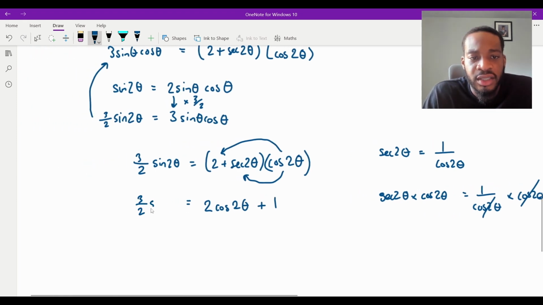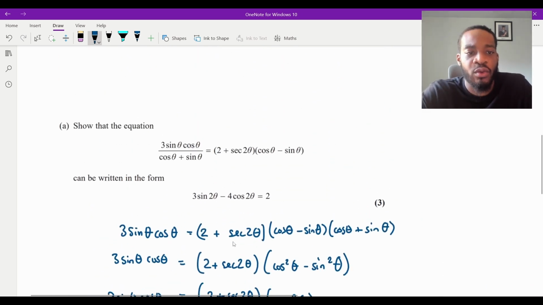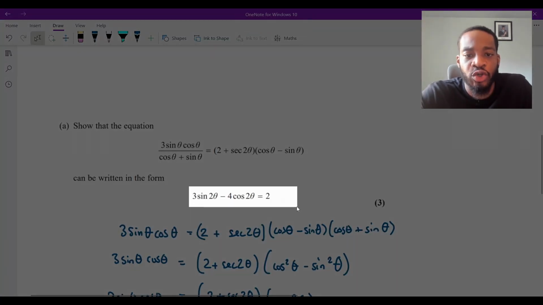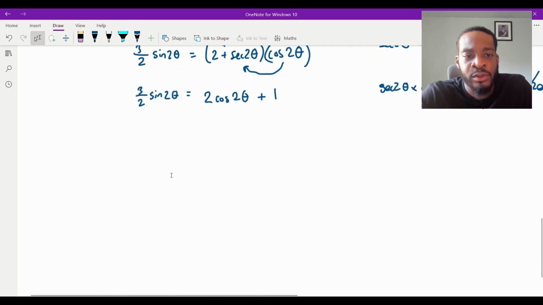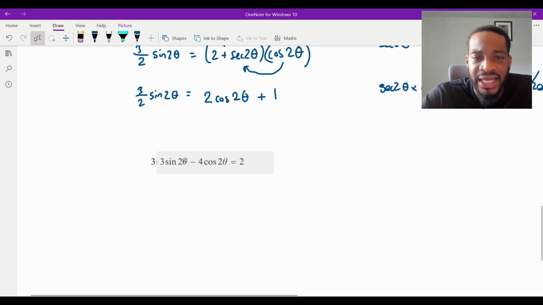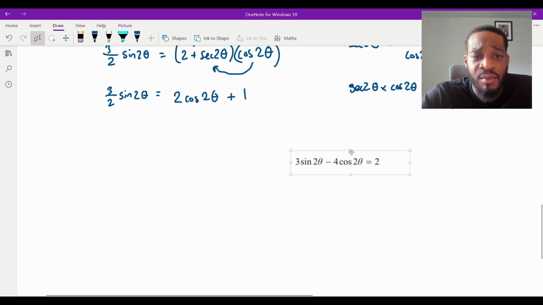We got 3 over 2 sine 2 theta. Now let's look at the show that again. It's to show that we get 3 sine 2 theta minus 4 cos 2 theta is equal to 2, right? And we are right here. So what do we do? Well, we have a fraction. We don't want a fraction. We can see that we've got a 3, so it's quite clear to see. We're just going to multiply everything by 2, aren't we?